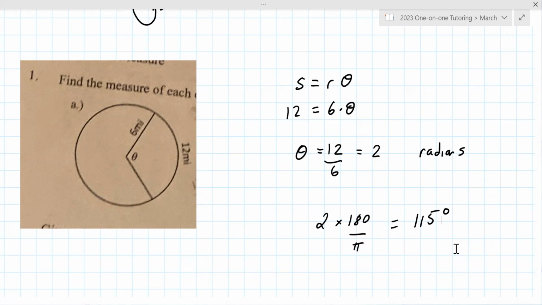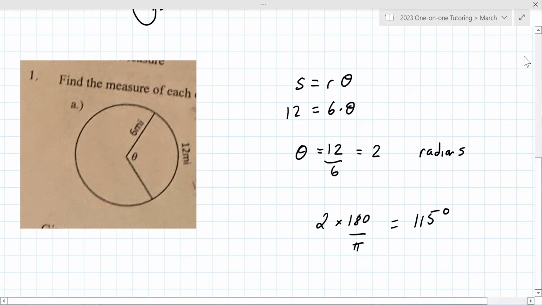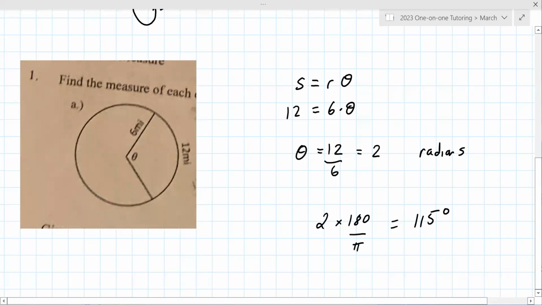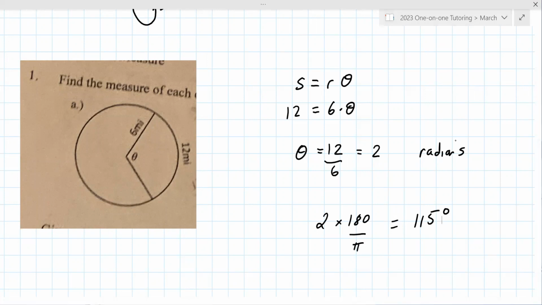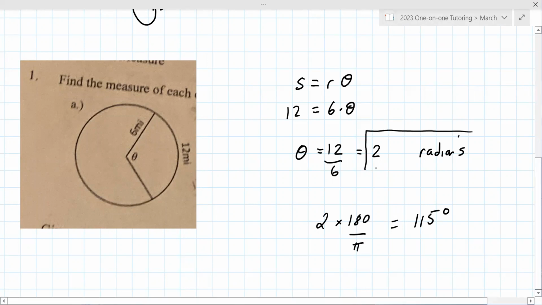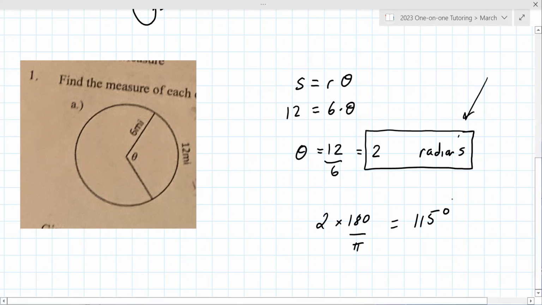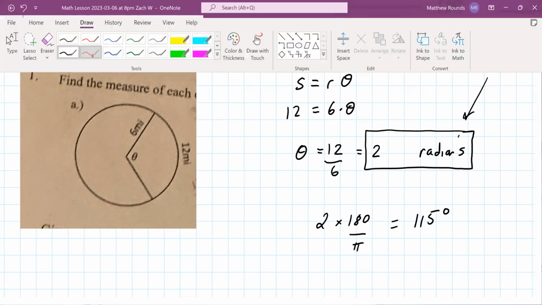Just make sure you get about 115 degrees. 2 times 180 divided by pi. Yeah, I got the same answer. I got 114.6 to be specific. But here's what they want. They want you to write 2 radians as your answer. So this is where you're going to have to commit to this right here, not the degrees.